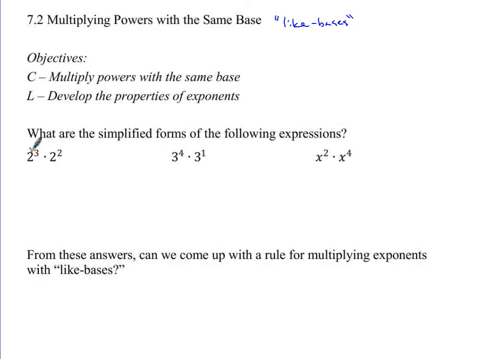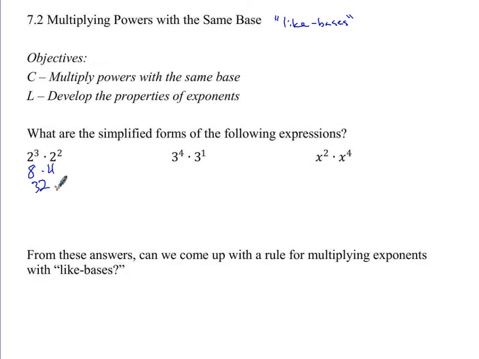What is 2 to the third power? Well, 2 to the third power is 8. Times, what is 2 to the second power? 4. So what is 8 times 4? 32. So that's one way that you could do that problem.